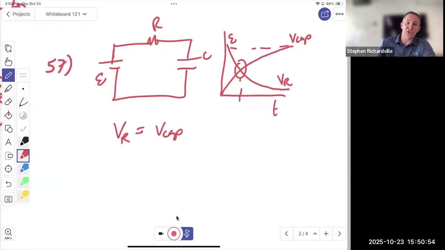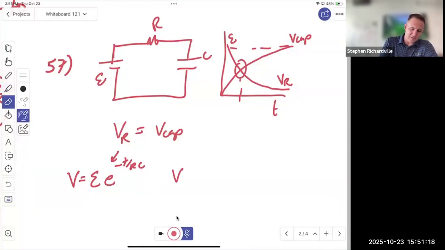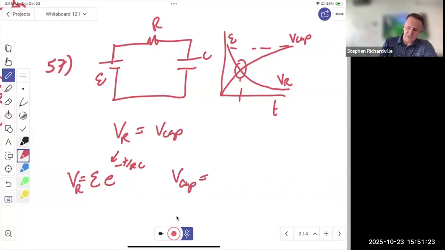Well, here's the deal. You just have to create your relationships. So I'm going to set this up for you and then let you play a little bit. What's the voltage on the resistor doing? Well, it starts off as E. But remember, it's dropping. So it would be doing something like E e to the negative t over RC. Whereas the voltage on the capacitor is eventually going to be E, but it's increasing as E times 1 minus e to the negative t over RC.